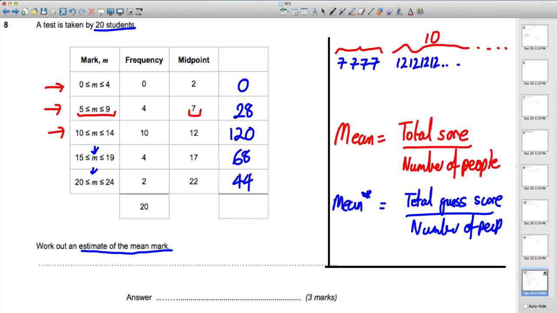So in summary, when you see something like this, if you're working out the mean from a group table, you do the frequency times the midpoint of the group. Okay, add those up and divide by the total frequency. So let's go with this.